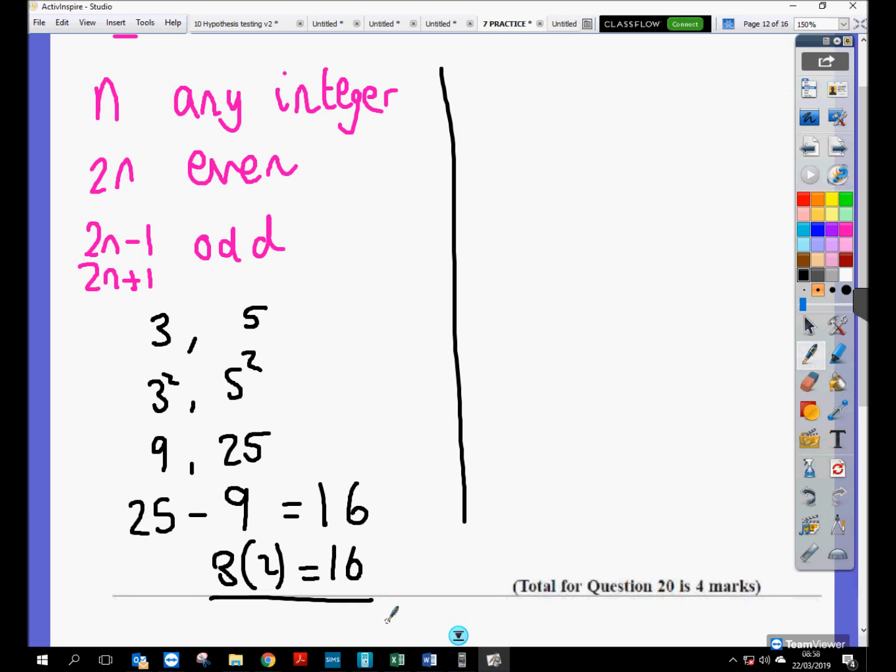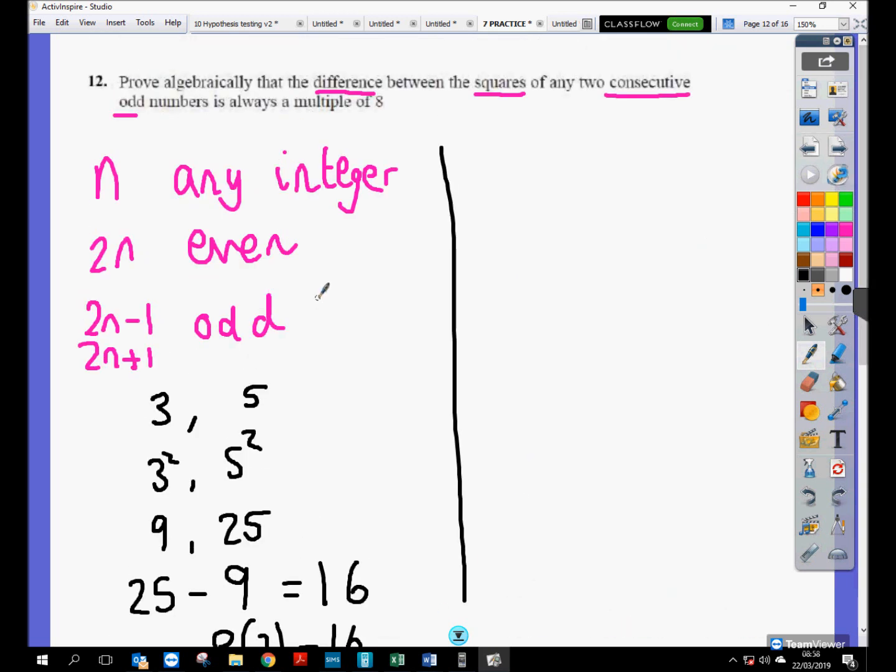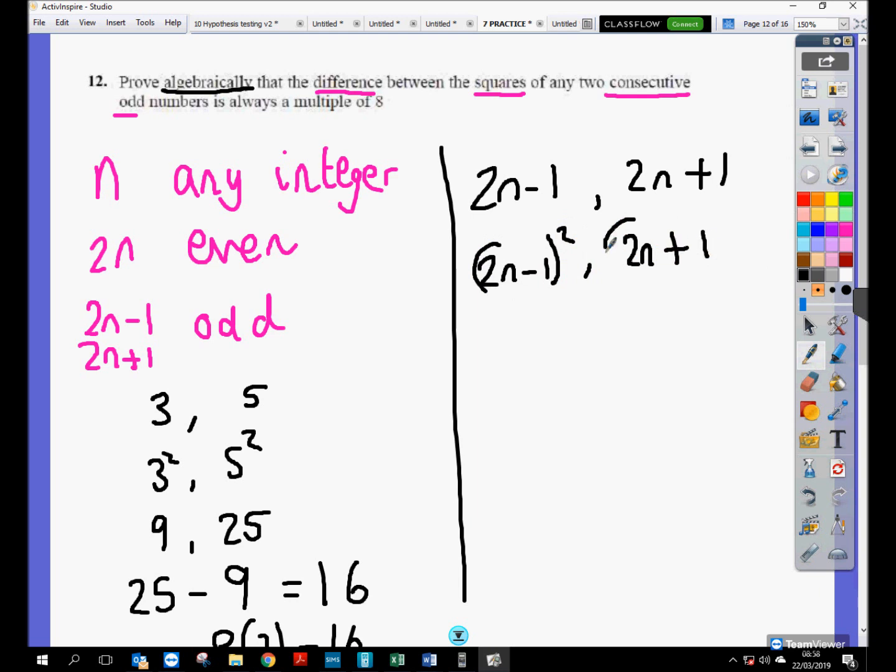But we need to prove using algebra. And that's why the second word of this question is prove algebraically, using algebra. So we take the difference between squares of any two consecutive odd numbers. So take an odd number like 2n minus 1. The next odd number will be 2 higher than that, so 2n plus 1. Then what do we do? We square each of these numbers. We square 2n minus 1. And we square 2n plus 1.